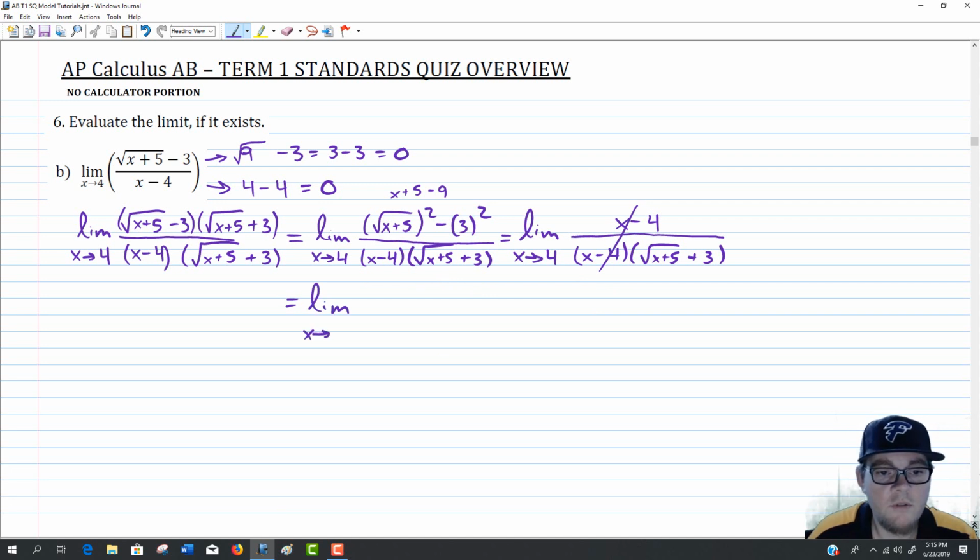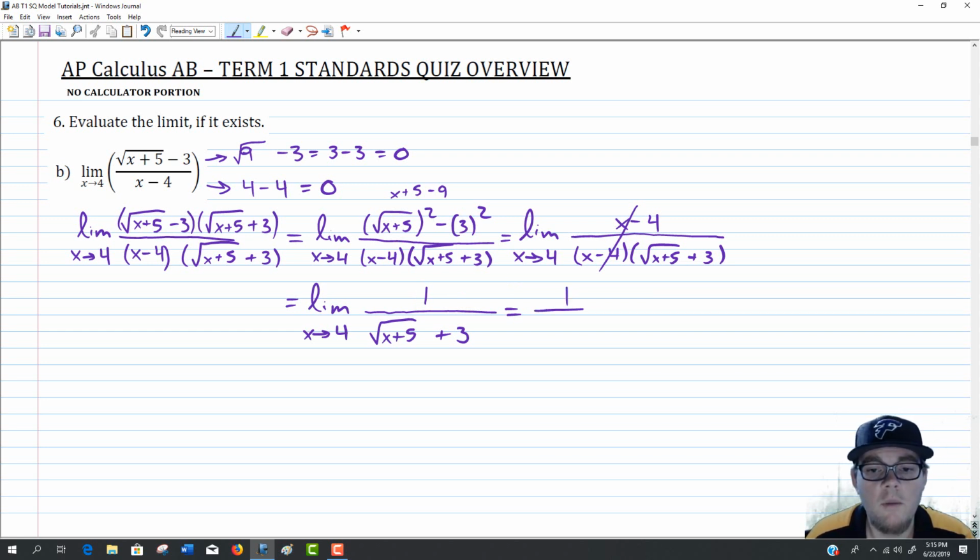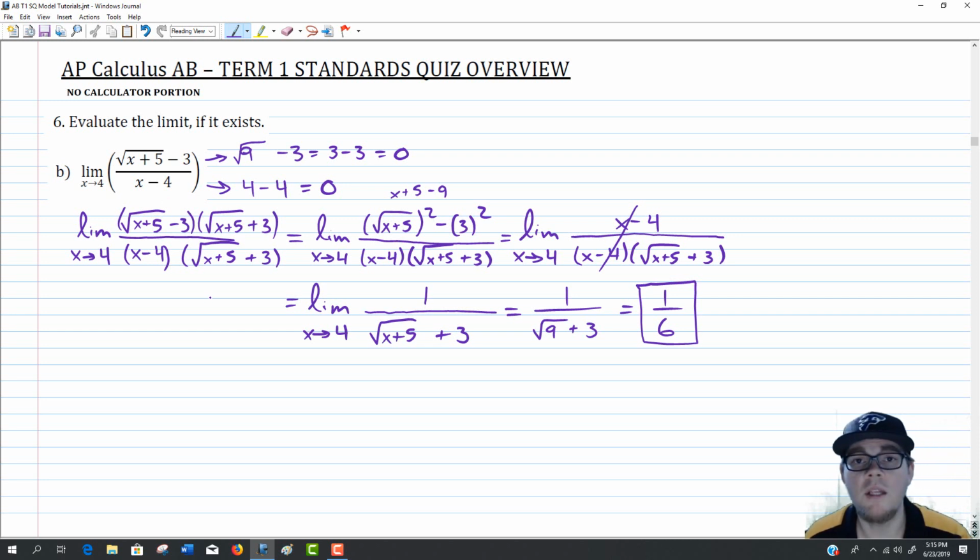Now we have the limit as x goes to 4. Now be careful, the numerator has divided away, but that doesn't mean there's no numerator anymore. It's just equal to 1. And our denominator is just the square root of x plus 5 plus 3. So from here, now that we've gotten rid of everything else, our numerator will never be 0, so we can't be indeterminate anymore. We've got 1 over the square root of 9 plus 3, which is going to be 1 over 6. So in this case, we used the rationalizing technique by multiplying up and down by the conjugate, and that was able to lead us through the second question.